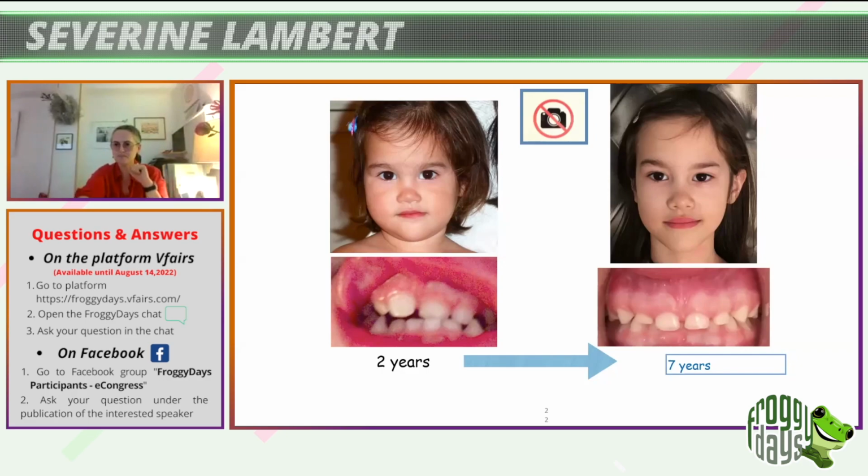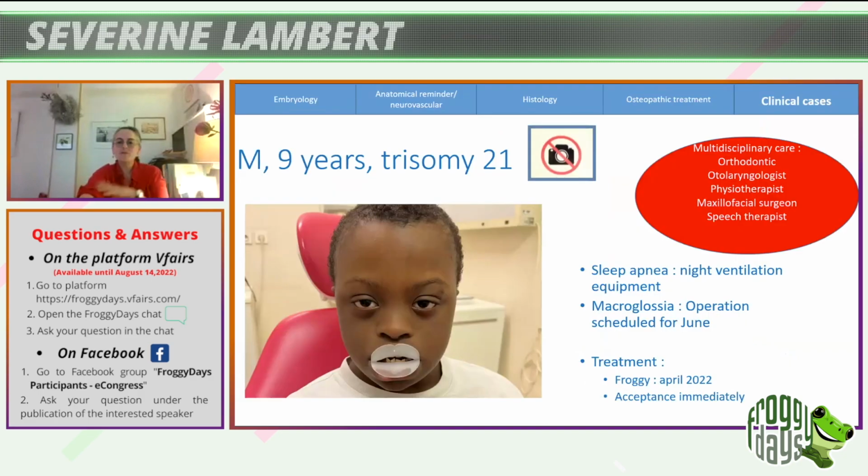So it's a small patient that has got a trisomy 21, and we've been working with a multidisciplinary team. He had a sleep apnea. We needed a night ventilation equipment. He had a macroglossia operation that was scheduled for June. And he was treated since April 22 and was accepted immediately because we decided to work with the otolaryngologist, the physiotherapist, the maxillofacial surgeon, and the speech therapist.